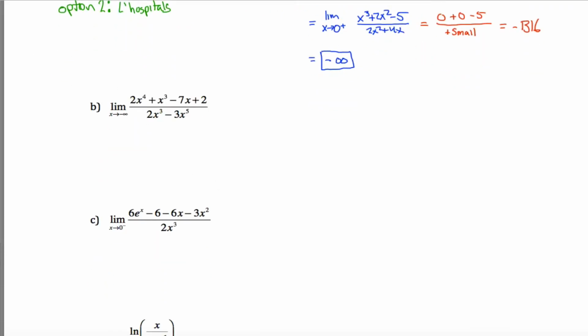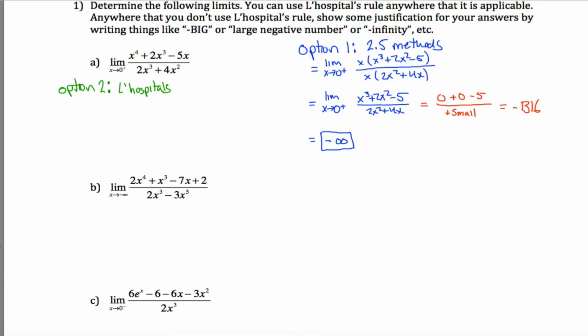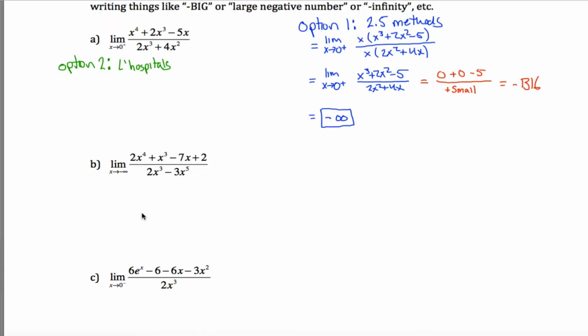Second problem. Again, you could use L'Hopital's rule. And the reason why is this is an indeterminate form. The top gets really, really big when you plug in a negative large number, and the bottom gets really, really big when you plug in a negative large number. And maybe those bigs are negative or positive, but really it doesn't matter. Either way, you get an indeterminate form.